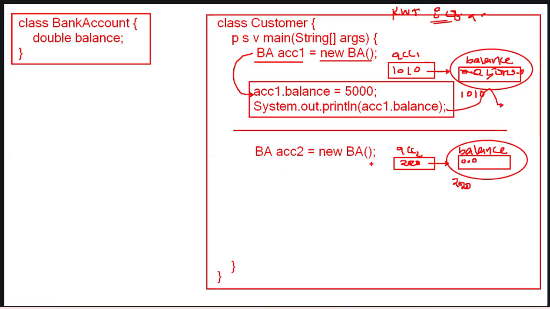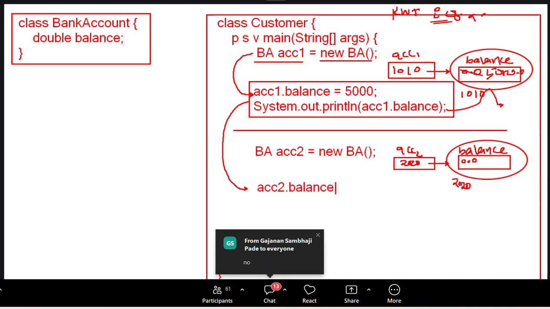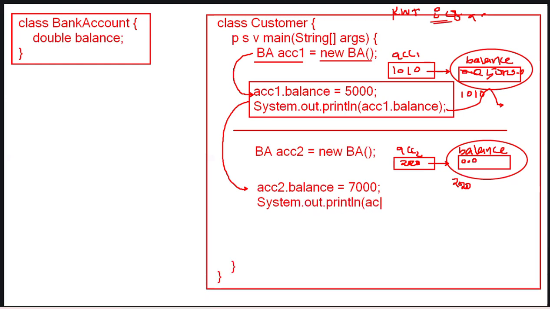Now tell me, I wanted to deposit money in the second account. Should I repeat the same logic again or not? System.out... sorry, account2.balance equal to... I should write some other money, 7,000 or the same money, whatever. System.out.println of what do you write now? account2.balance. Tell me, account2.balance.